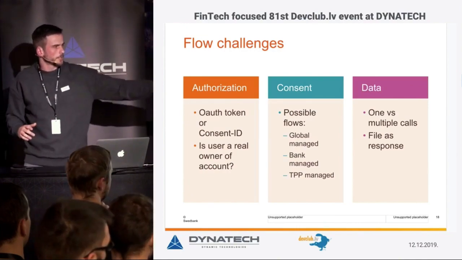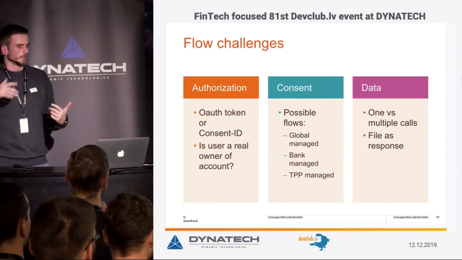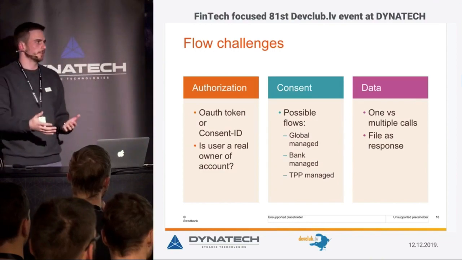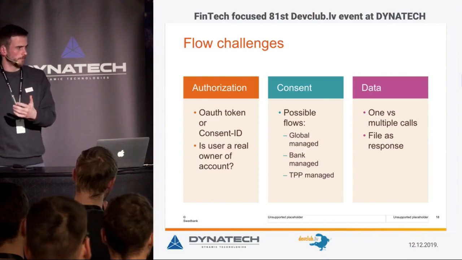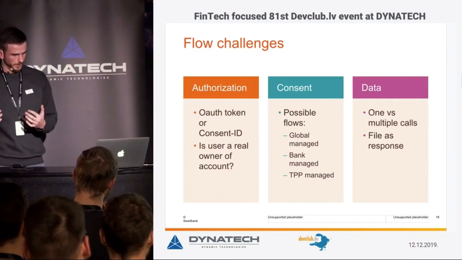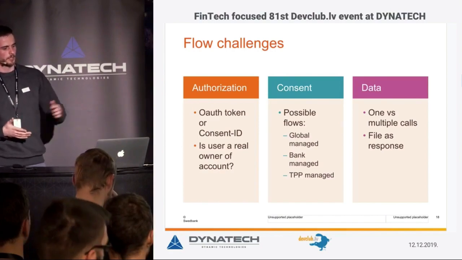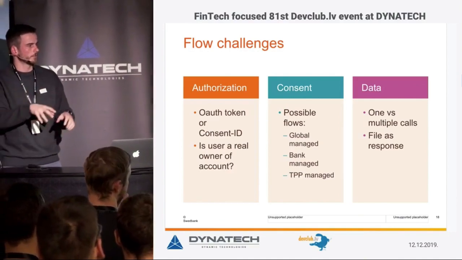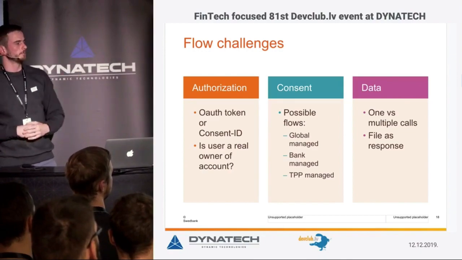Bank managed means that the bank controls the consent, meaning that we ask for something, then you do stuff on the bank's side and we get what you decided to give us. And TPP managed is where the TPP manages and asks the bank for consent of a certain type. So the flow that you saw before is the TPP managed flow.